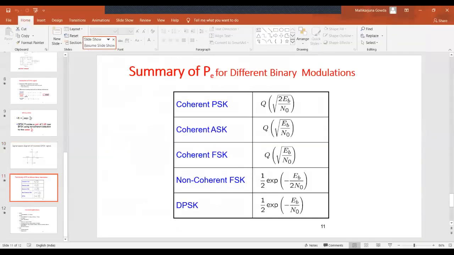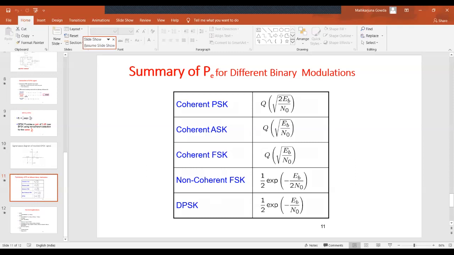So let me just have this slide. This is a summary where we can compare the average probability of error of various digital modulation techniques. For coherent PSK, we came to know that the average probability of symbol error is Q function of root of 2Eb by N0. For coherent FSK, it is Q of root of Eb by N0. For non-coherent FSK, it is 1/2 e^(-Eb/2N0).